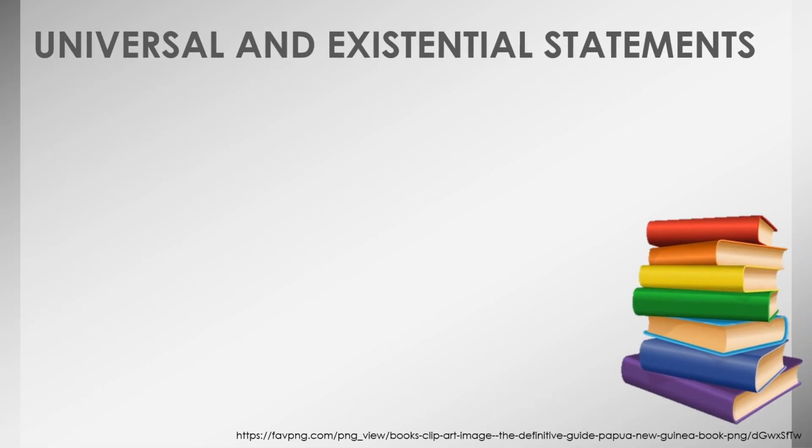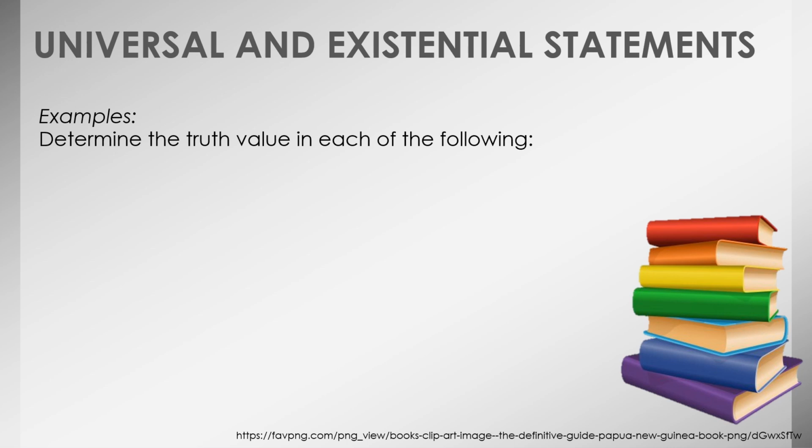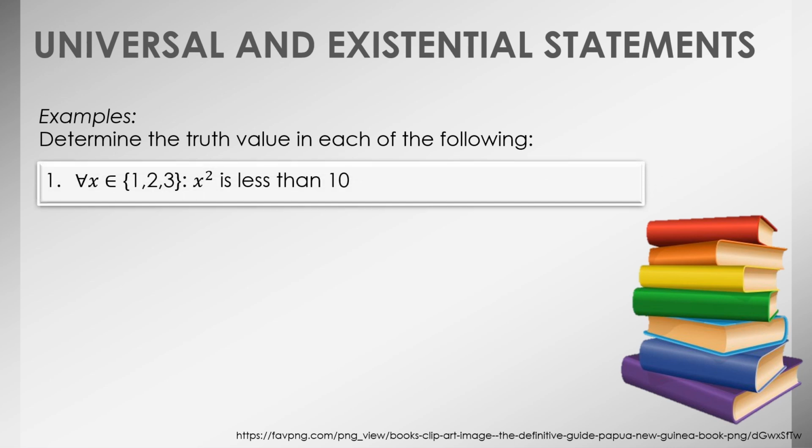To understand more about the difference between the universal and existential statements, let us have more illustrations. So for this example, we are to determine the truth value of the following given statements. In doing so, it is advisable to firstly determine what type of statement is presented. The first one is given by this.